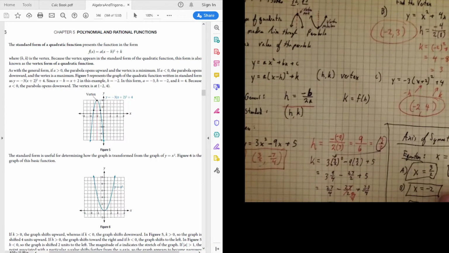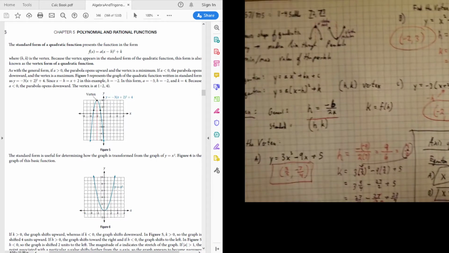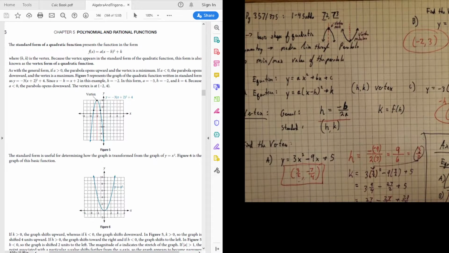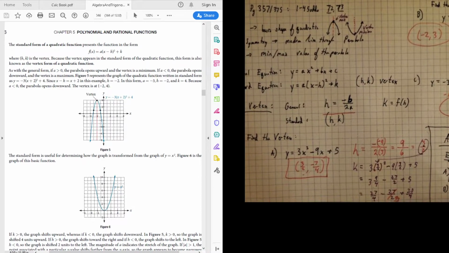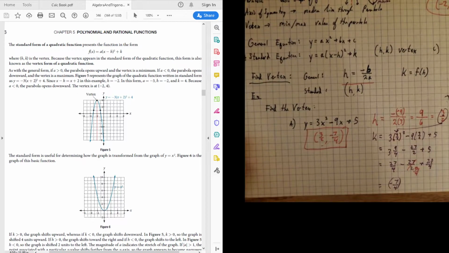So, these are the first few problems you're going to see tonight. Problems involving things like the vertex and the axis of symmetry. Okay. Included in this, let's talk about min and max. So, last piece.